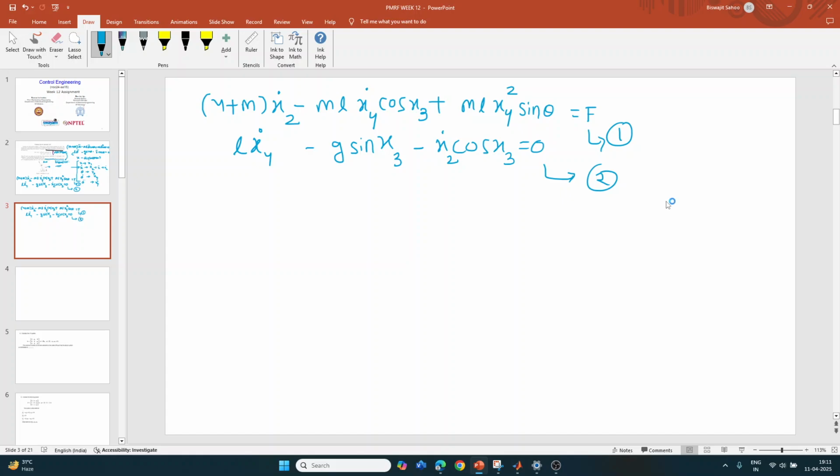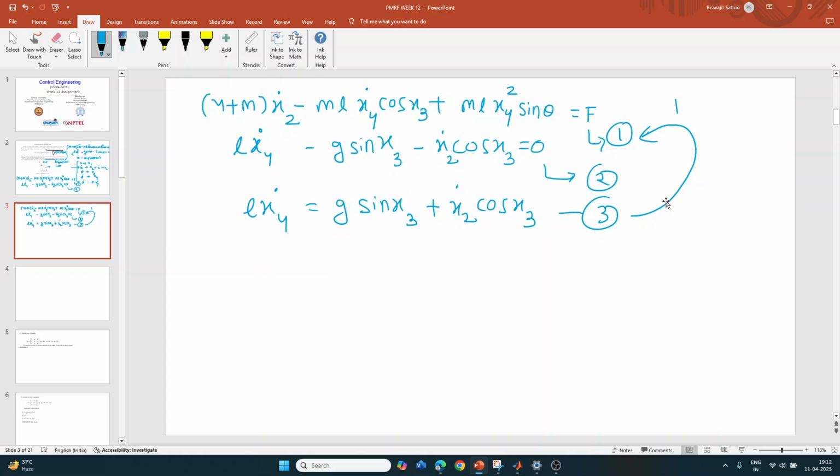Then from equation number 2, you simplify this equation. L x4 dot is nothing but your g sine x3 plus x2 dot cos x3. Once you have written this as equation number 3, you put this equation number 3 in equation number 1 and try to simplify it.